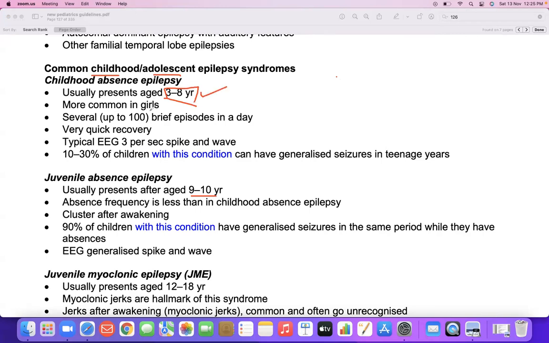It is more common in girls. This is very important. There are up to 100 brief episodes in a day.